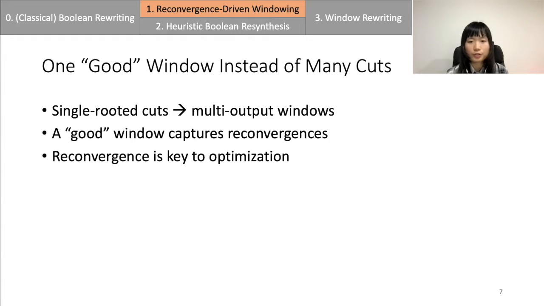The idea of reconvergence-driven windowing is to use one good window instead of many cuts. In the classical cut-based rewriting, a cut is only computed for a pivot node. In contrast, a window can have multiple outputs, and every node in the window can potentially be optimized. But what kind of windows are good? With some theoretical arguments in the paper, which I will skip here, we argue that reconvergence is essential for logic optimization, and so a good window should be a window that captures reconvergence.